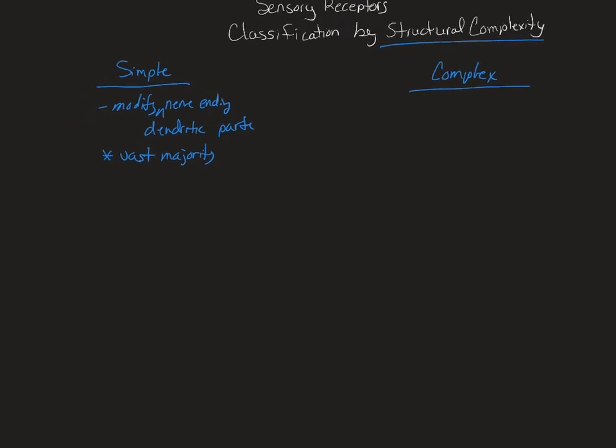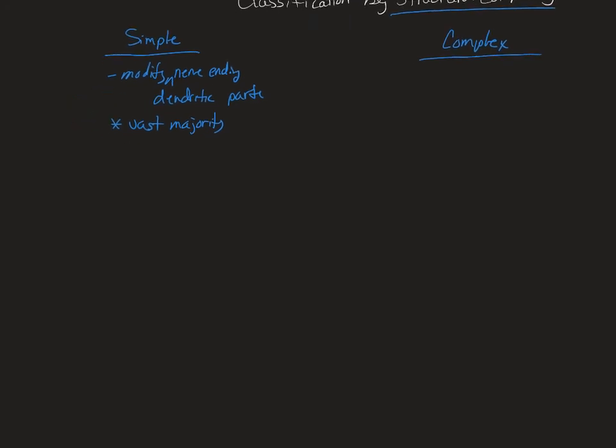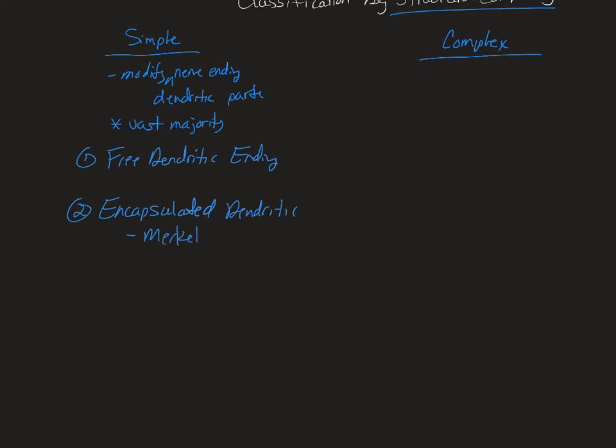Okay, and they can be broken up into two categories. You've got first free dendritic endings, all right, and they're just basically a dendrite that's kind of floating in space, all right. And then you can have encapsulated dendritic endings. So this would be like your Merkel cell, where it's basically got a capsule that goes around it. So this would be like the little dendrite, and this would be like several little dendrites with a little cap around it, okay? And then you've got the complex.